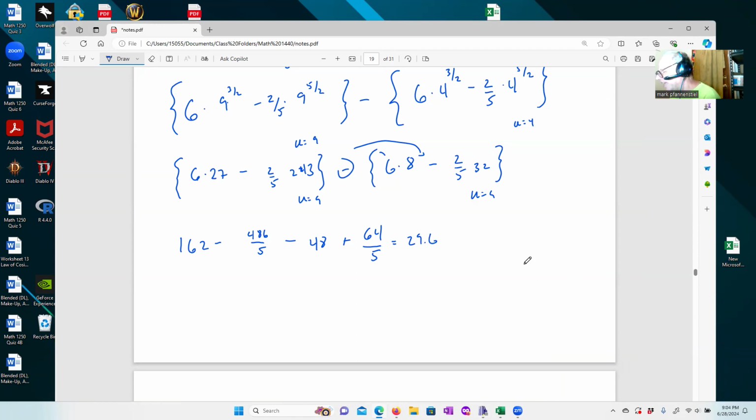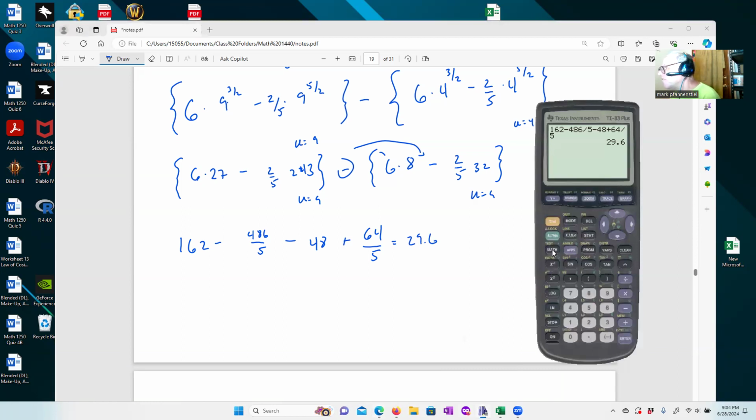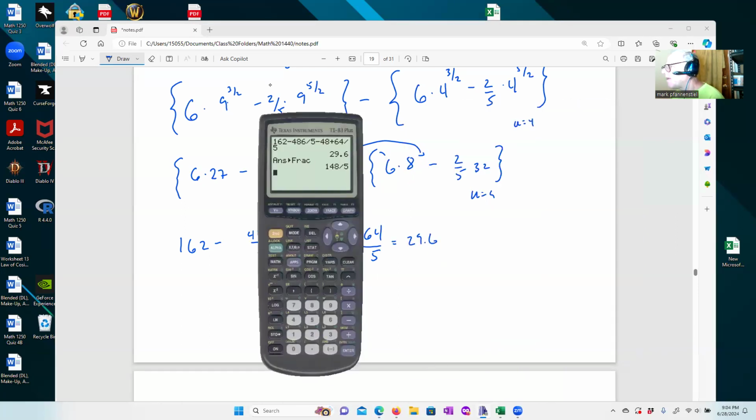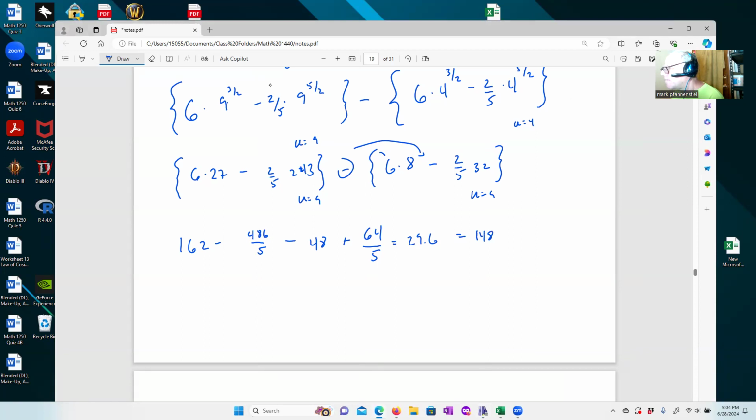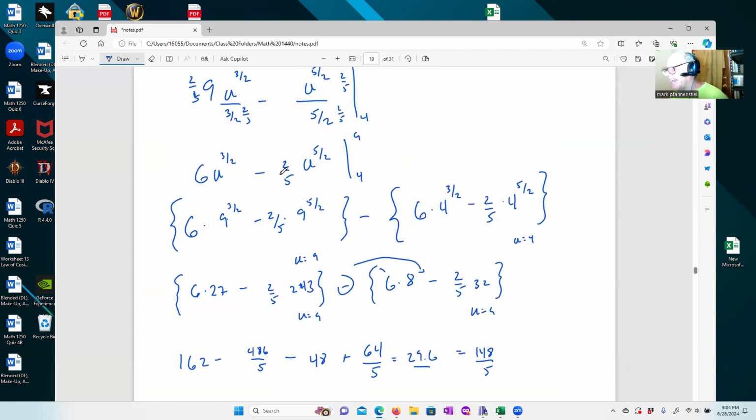Anytime you have a decimal that ends in a 2, 4, or 5, or multiples of those, it'll be just fine to leave it as a decimal. I'm just going to go ahead and change it to a fraction. That is aesthetically pleasing to me. 148 divided by 5. You're very welcome to leave this as 29.6. I just think the fractions are prettier. So let's do another one that's kind of like this.